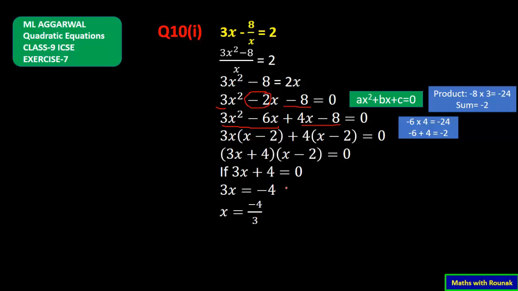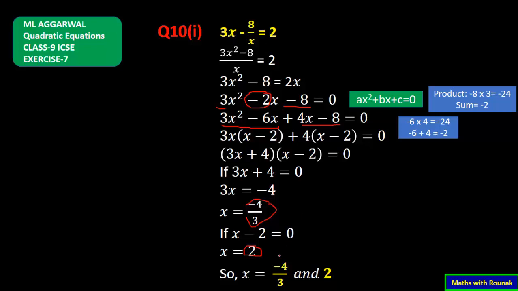If x minus 2 is 0, then x will be equal to positive 2. So we have our two values of x, negative 4 by 3 and positive 2. Hence we can finally conclude that the roots or solution of this given quadratic equation here will be negative 4 by 3 and positive 2.